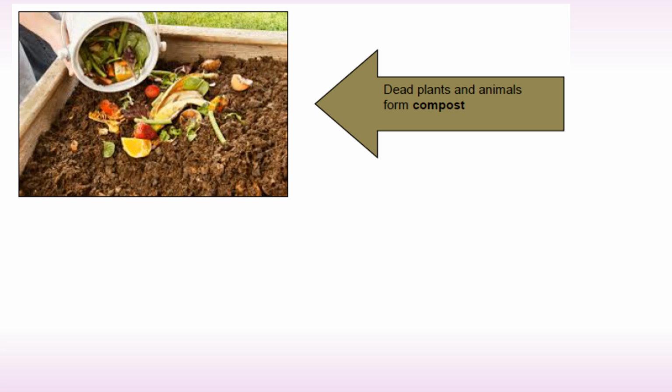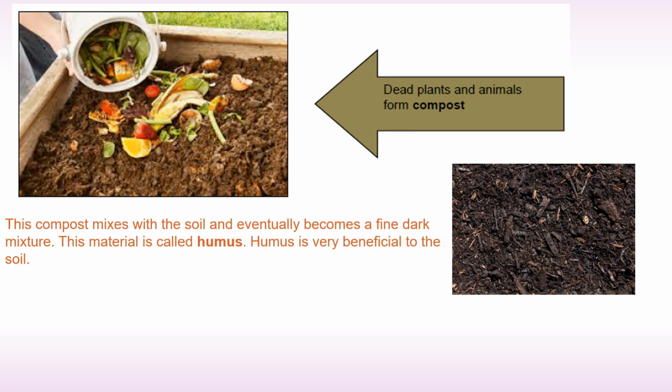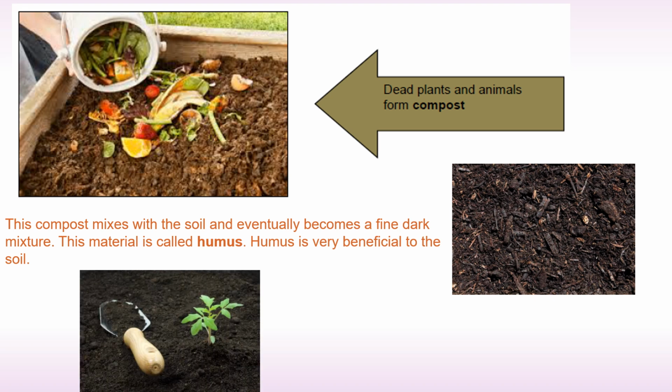Now, dead plants and animals form compost. So if you look at this picture here, if you take all your food scraps and you mix them with soil, they will decompose to form compost, and it will eventually look like this. And this is quite nutritious for the soil. The compost mixes with the soil and it becomes dark and fine. So we call this humus, and it is very beneficial to the soil.